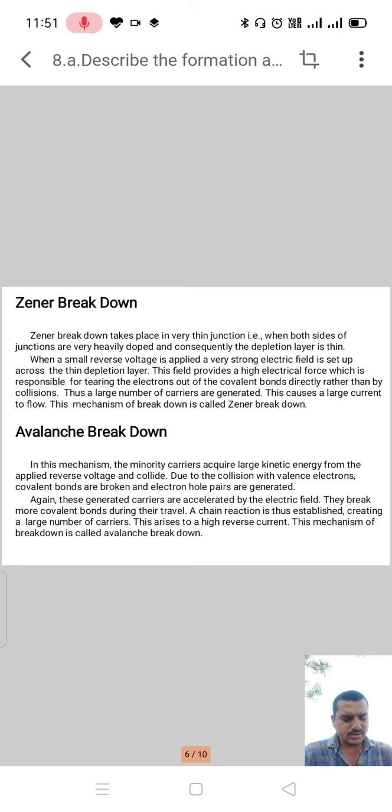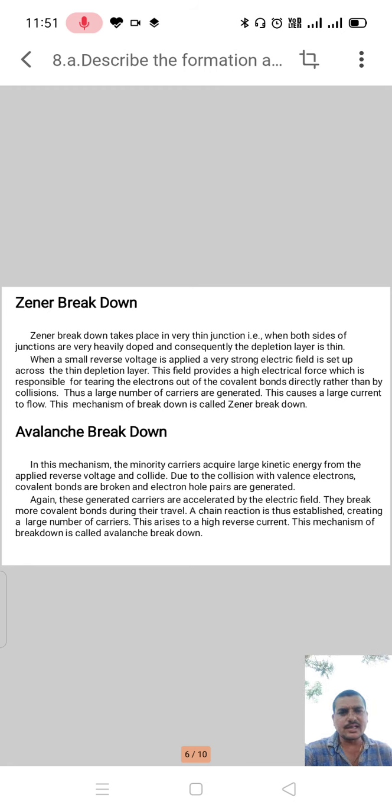So in this session we have seen two types of breakdown. First one avalanche breakdown, second one Zener breakdown. Once again, how these breakdowns occur in diodes. Zener breakdown takes place in a very thin junction, that is when both sides of the junction are very heavily doped and consequently the depletion layer is thin.